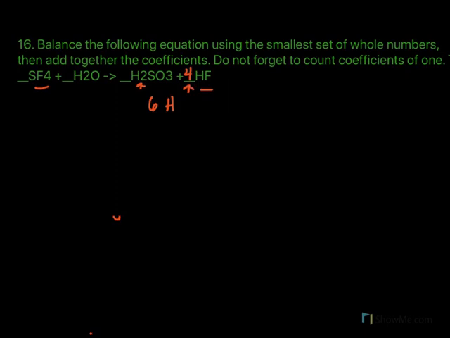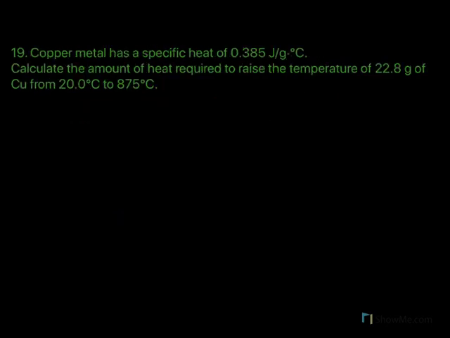We've got 2 here plus 4, and then we've only got 2 here. So we will multiply this by 3, and now we've got 6 hydrogens. We've got 3 oxygens here, we've got 3 oxygens here, we've got 4 fluorines, we've got 4 fluorines, we've got 1 sulfur, and we've got 1 sulfur. We're good. We add all these together, the answer is 9.